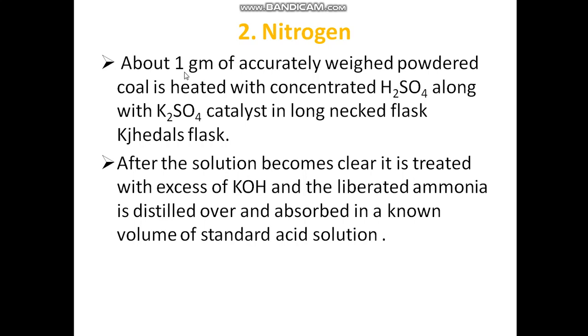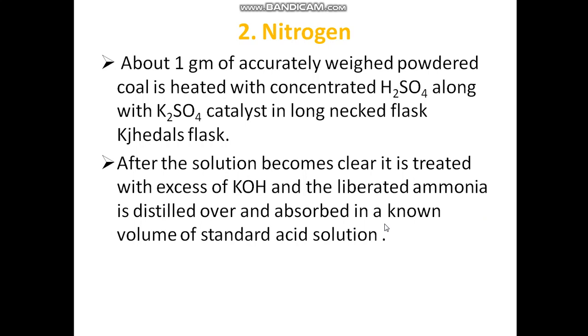Now, we are taking a weight of the coal sample, 1 gram. We are heating it with H2SO4 along with potassium sulfate, which acts as a catalyst to increase the rate of the reaction. After some time, what will happen? The solution becomes clear, and that solution is treated with excess of KOH. When we treat the solution with excess KOH, the ammonia is distilled over and is absorbed.